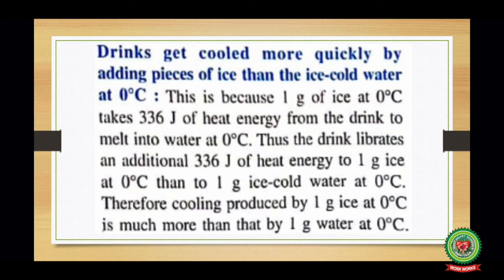Now let's read from the book. Drinks get cooled more quickly by adding pieces of ice than ice cold water at 0 degree. This is because 1 gram of ice at 0 degree will take how much heat? 336 joule of heat energy, which is very large, from the drink to melt into water at 0 degree.